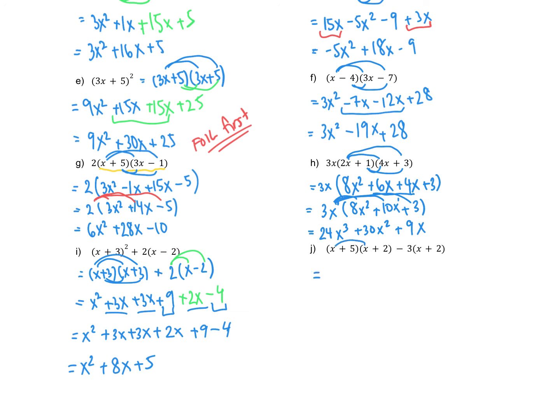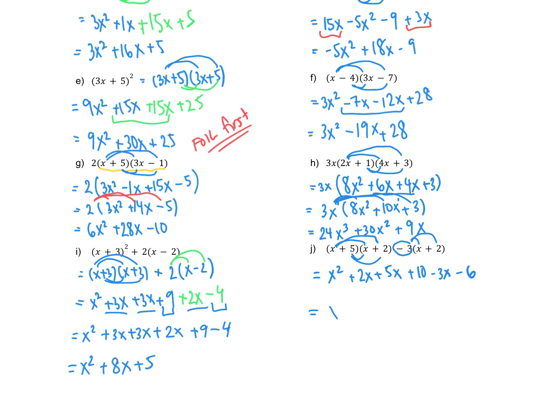All right, so x times x is x squared. X times 2 is 2x. 5 times x is 5x, and 5 times 2 is 10. Then we're taking negative 3 and multiplying it in. So be very careful, check your signs here. You're going to have negative 3 times x, which is negative 3x, and negative 3 times 2, which is negative 6. A common mistake here would have been that people wrote plus 6 instead of minus 6.